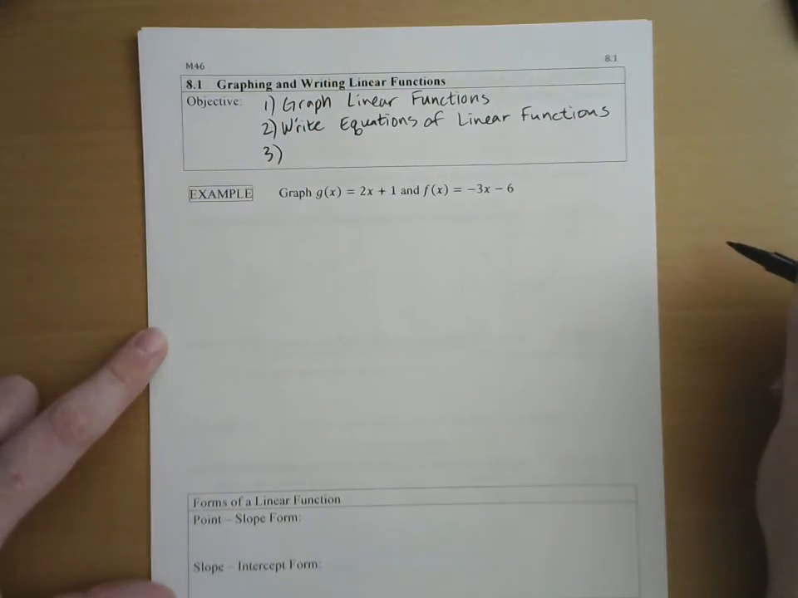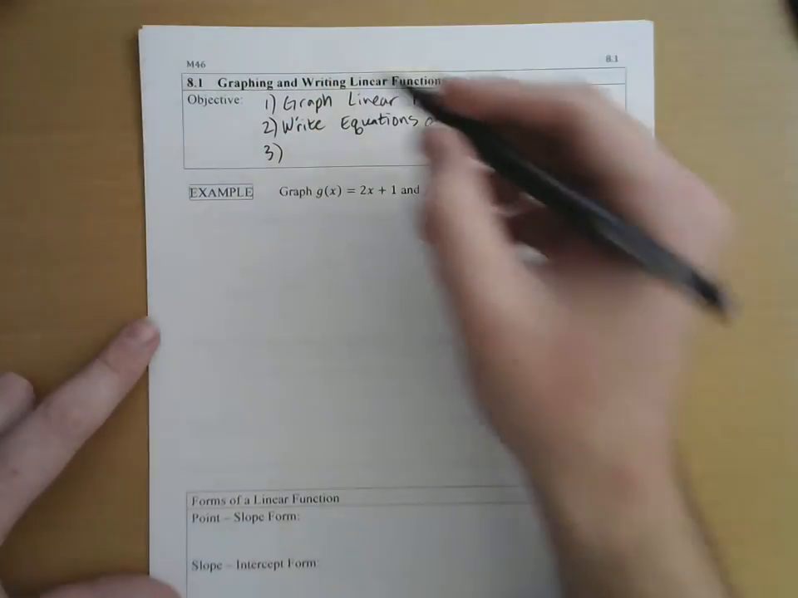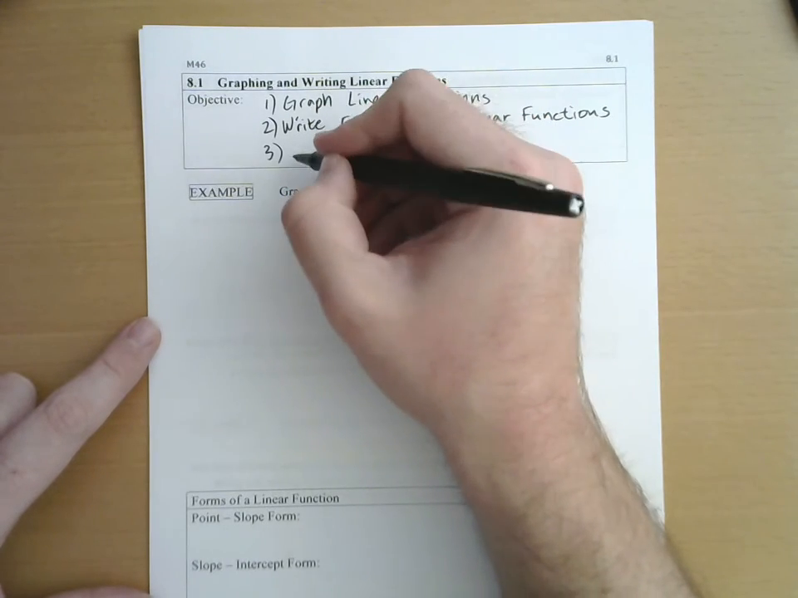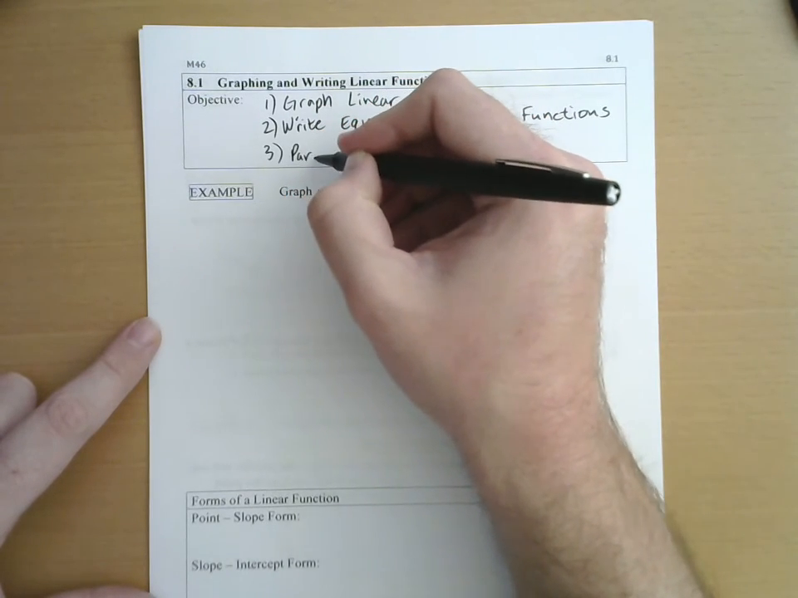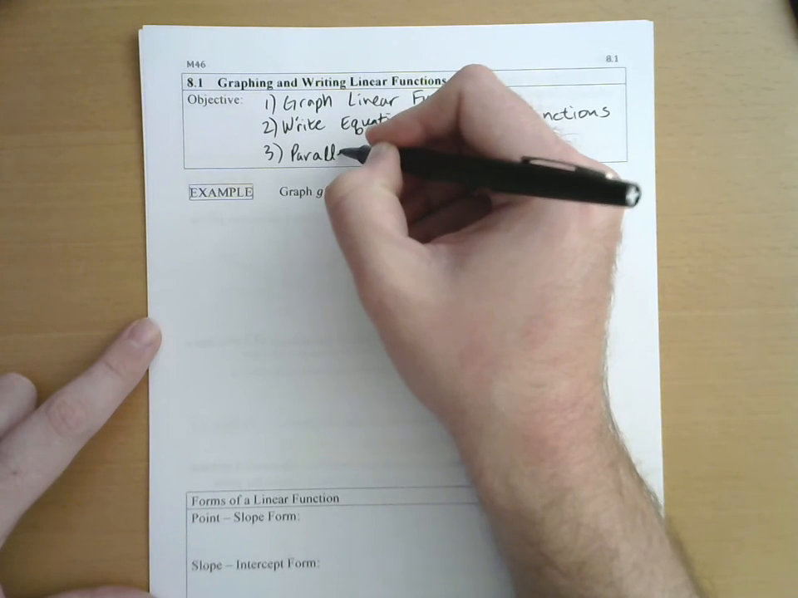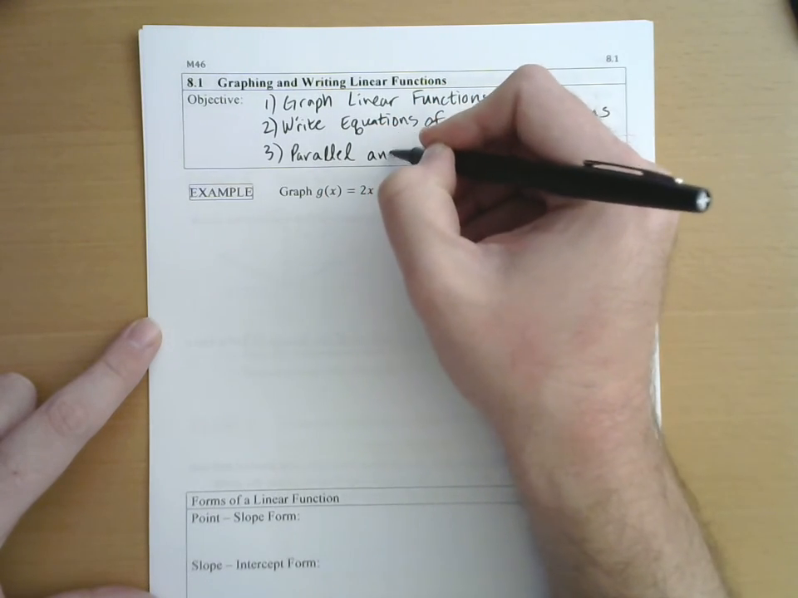And then just to touch on a topic that usually gets forgotten when students leave this class, we're going to go back to and take a look at some parallel and perpendicular lines.